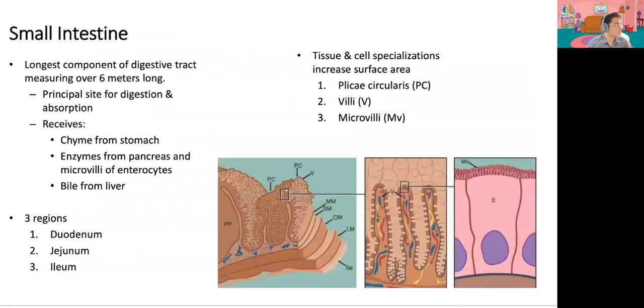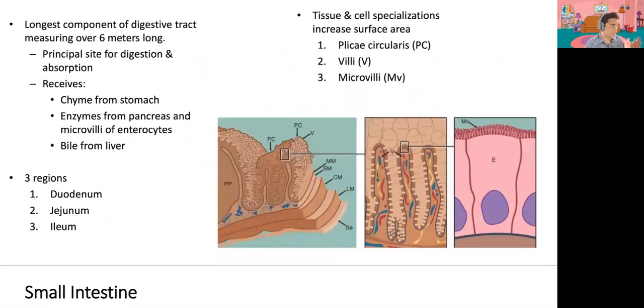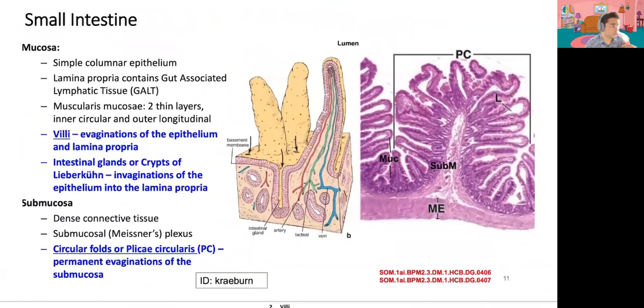Small intestines, okay. This is just general properties, like it has plica circularis, villi, and microvilli, because remember, the end goal of the small intestines is just to absorb a whole bunch of stuff that's coming in, right? So you want to increase the surface area to the max, right? So there's three regions, say it with me, duodenum, jejunum, and ileum. And if you have it straight, you should be good.